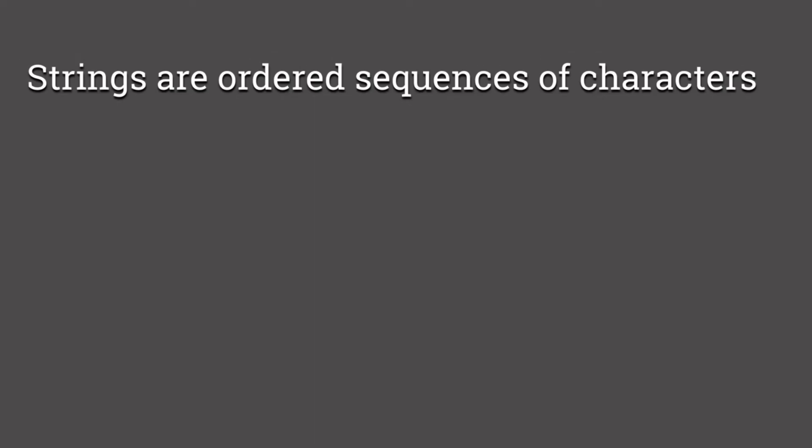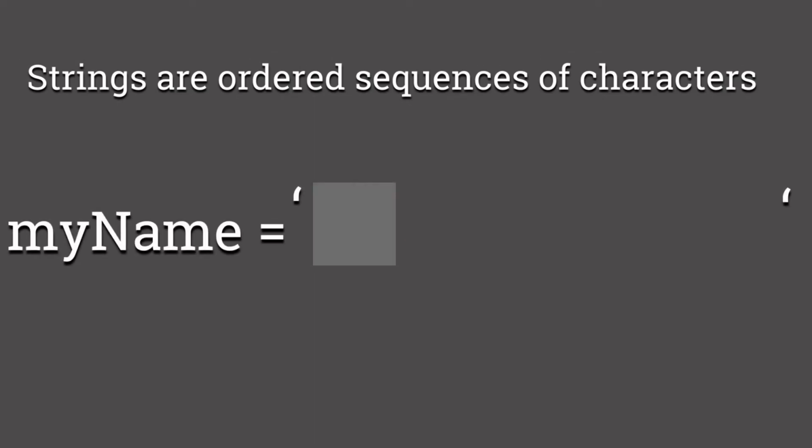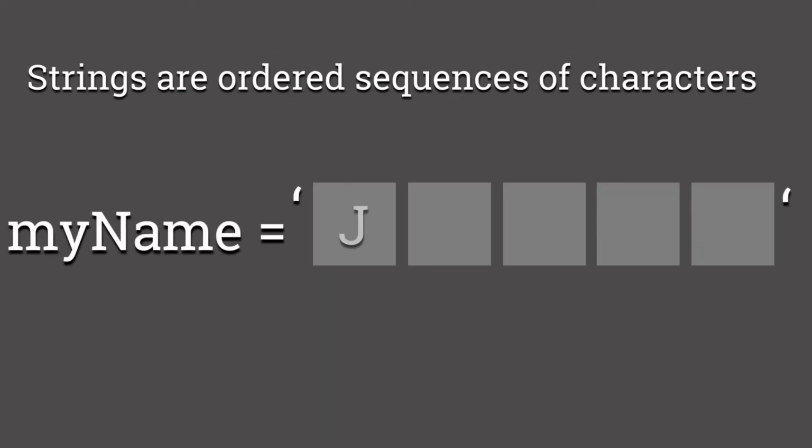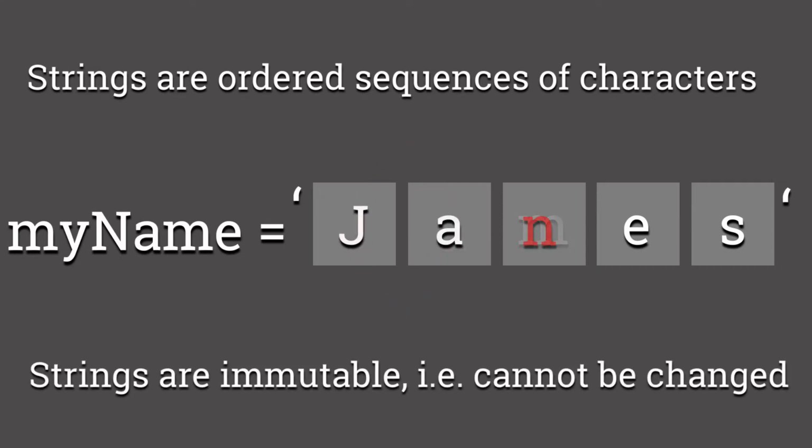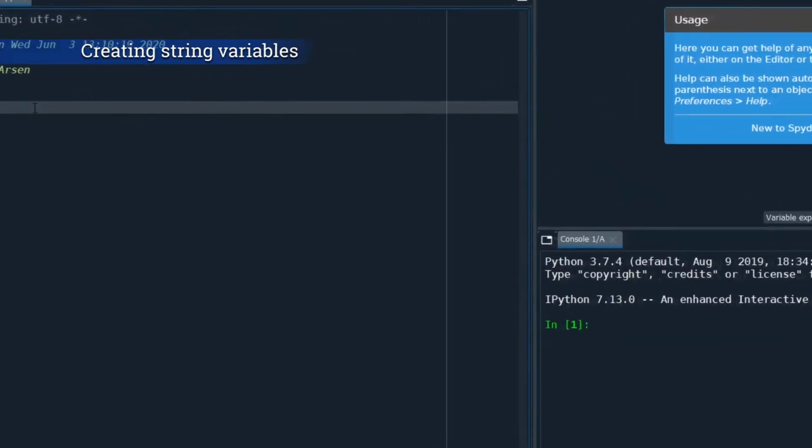Now let's talk about strings. Strings are ordered sequences of characters. For example, my name equals quotes and James. What is interesting here? Strings cannot be changed, and order matters here. So you cannot change the M letter with N. Now let's see it in action in the Spyder IDE.